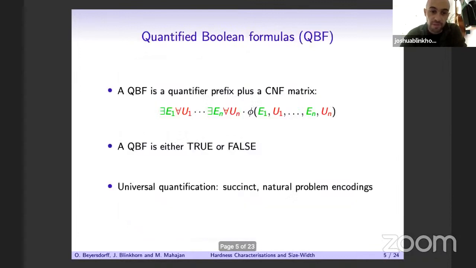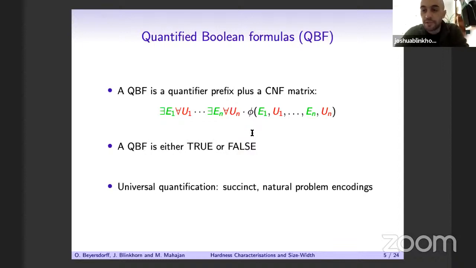So first, just to clarify what exactly is a quantified Boolean formula. It looks like this. You've got this propositional formula here, this phi, which is in these variables, the e's and the u's, and they're all quantified before this propositional formula. All the variables are quantified in some linear order. So this thing's either true or false. All right, so this is your canonical PSPACE-complete language.